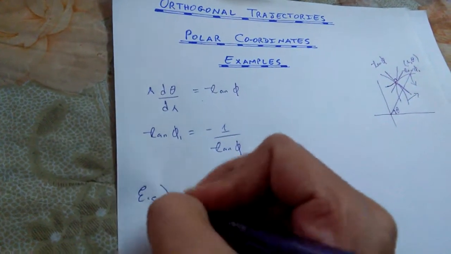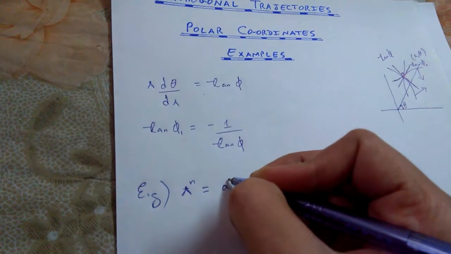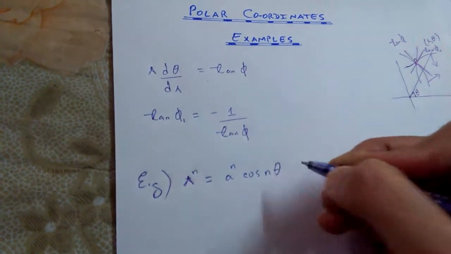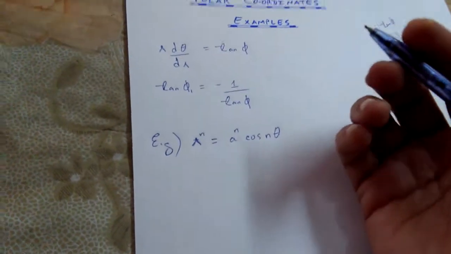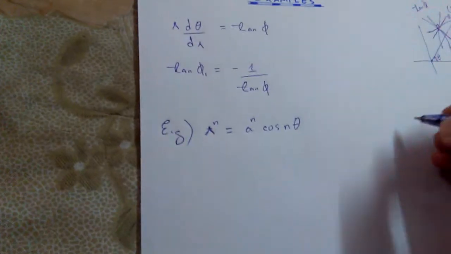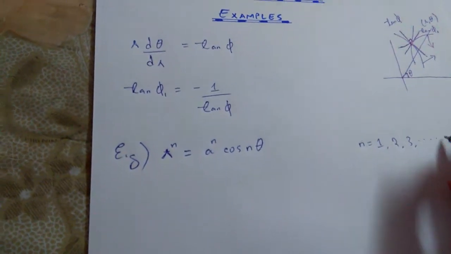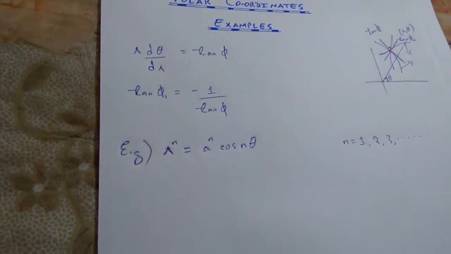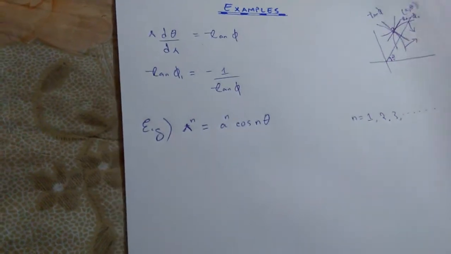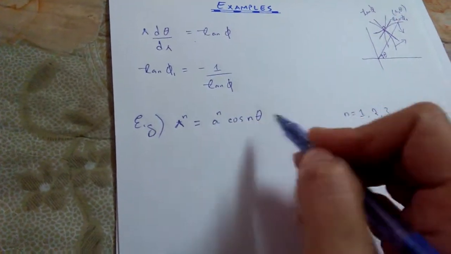Say I have the question: r raised to the power n is equal to a raised to the power n cosine n theta. This represents a family of polar curves when you substitute the values of n, moving from 1 onwards through all the natural numbers. We are going to discuss it graphically right after solving this question. We are asked to find the equation of the orthogonal trajectory of this family of curves.